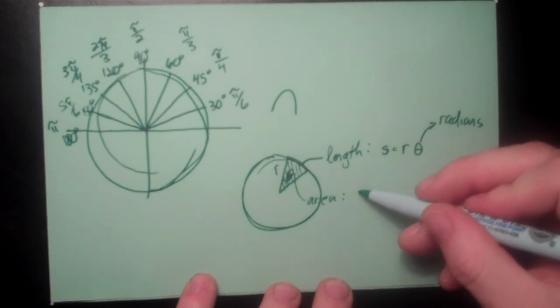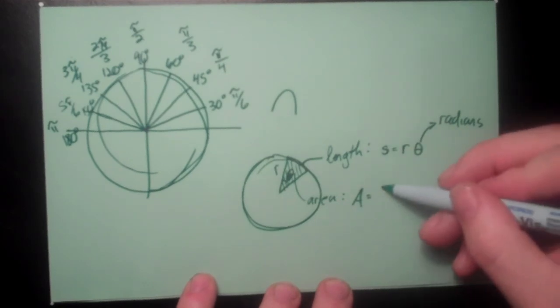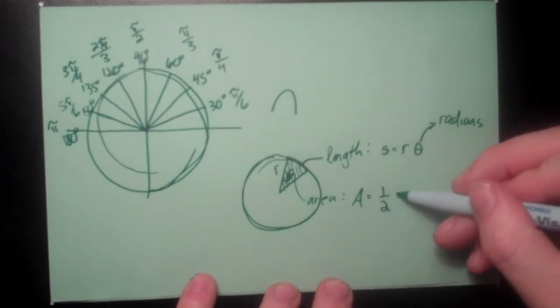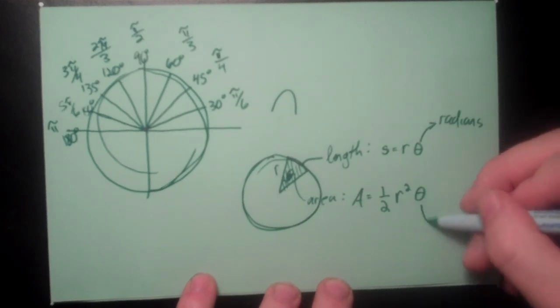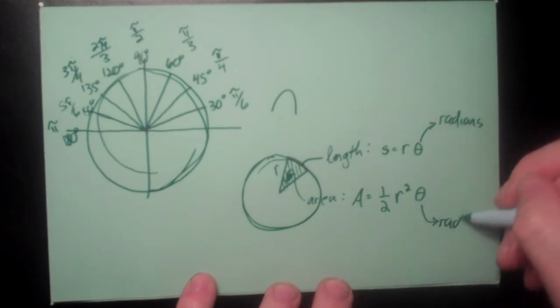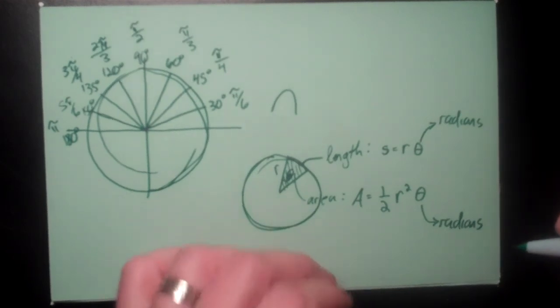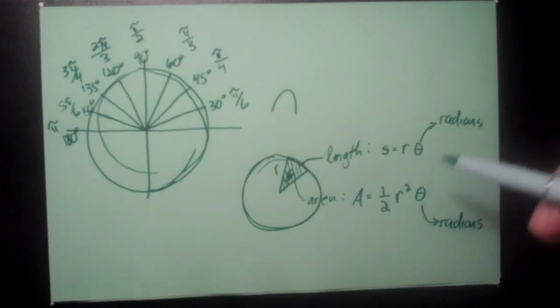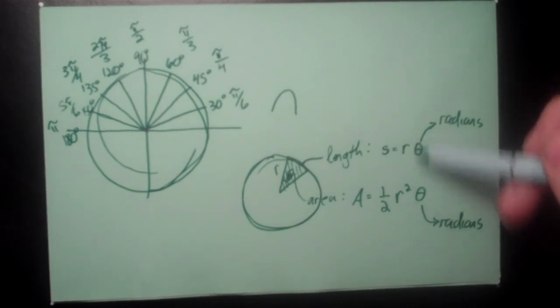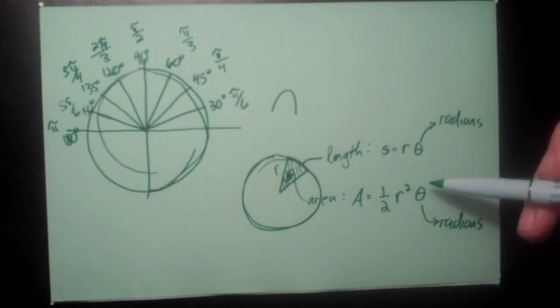For the area, the formula is equal to 1/2 r squared times theta, the angle. And again, theta should be measured in radians. Alright, so pretty simple formulas. Make sure you use radians in both of these, and we'll see that in the example problems.